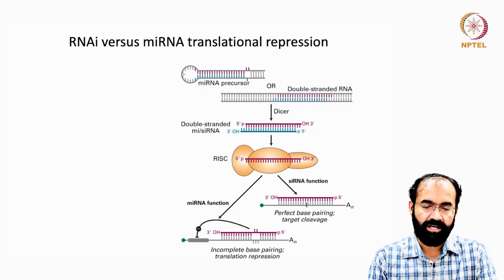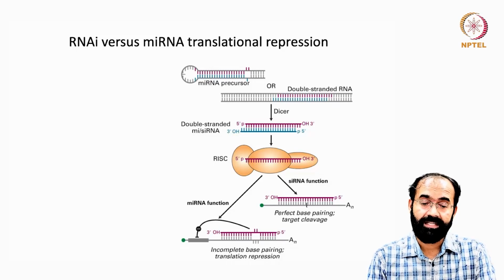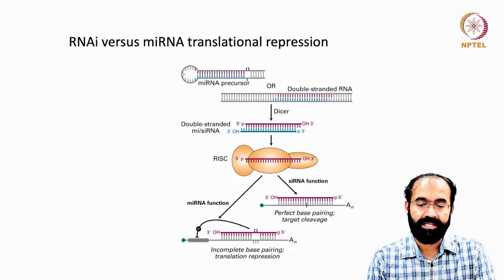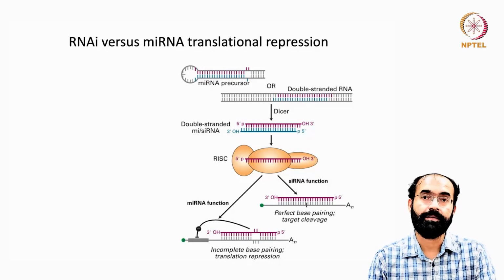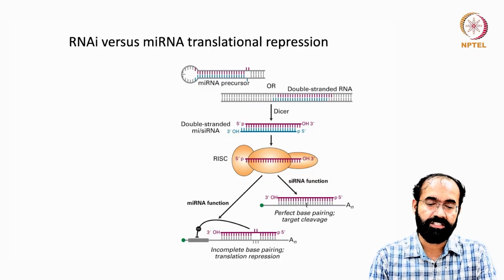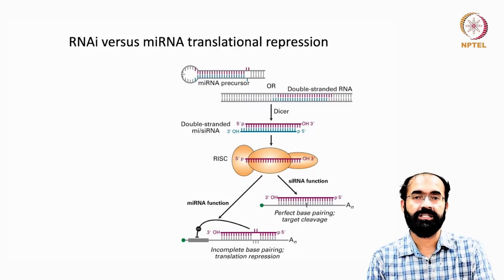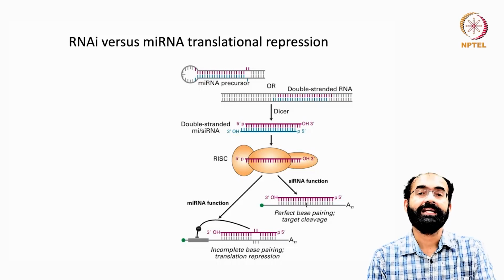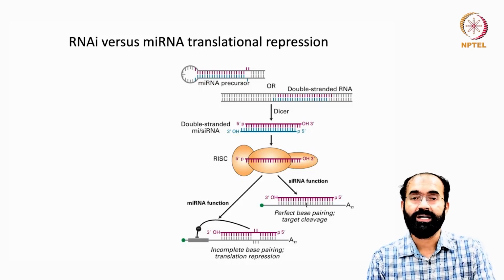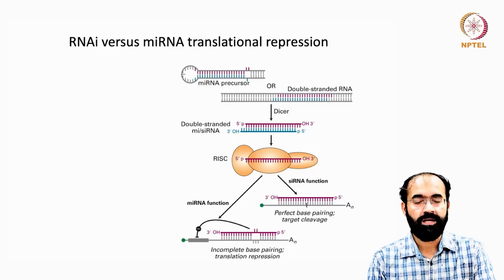Whereas microRNA causes incomplete base pairing and it will cause the translation repression. So it will prevent the translatability because it is bound onto an mRNA and it is an incomplete binding. But this incomplete binding can cause a translation repression. So this mRNA is not degraded, but it is not allowed to produce the protein.